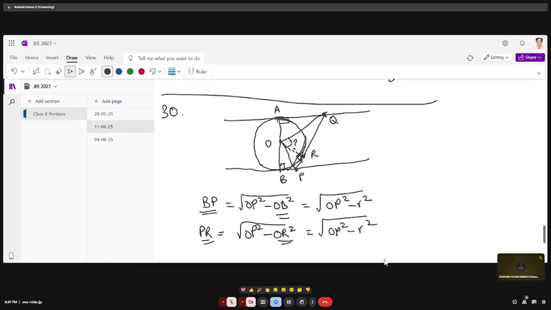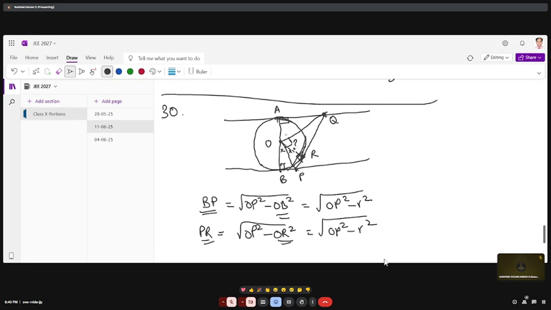Now BP equals PR, OB equals OR, and OP is common. So all the three sides have become equal. Right? Based on the matching of the three sides, we can say that these two triangles are congruent. That means this angle is the same as this angle. Angle BOP will be equal to POR because these two triangles are congruent.